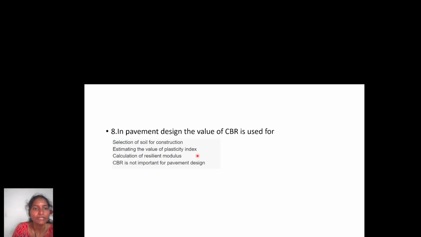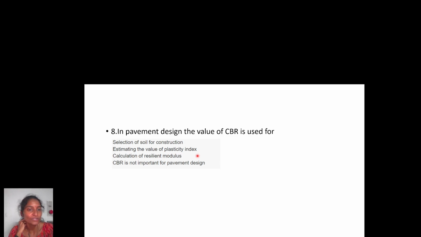In pavement design, the value of CBR is used for what? Why do we usually calculate the CBR? Option 1 is selection of soil for the construction. Option 2 is estimating the value of plasticity index. I think we are not estimating any plasticity index from the CBR.